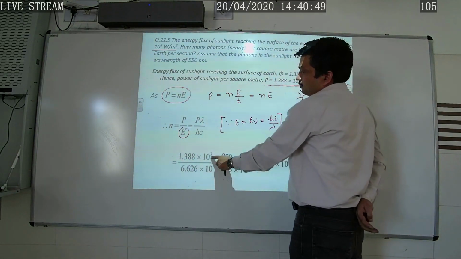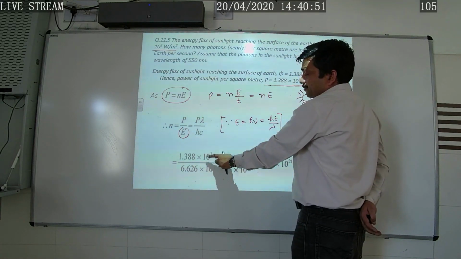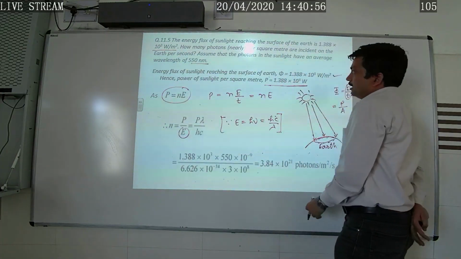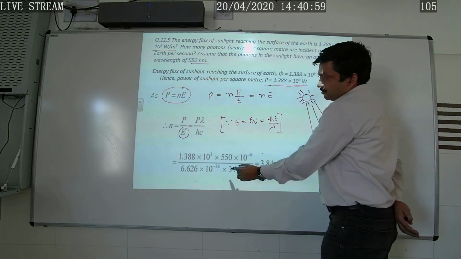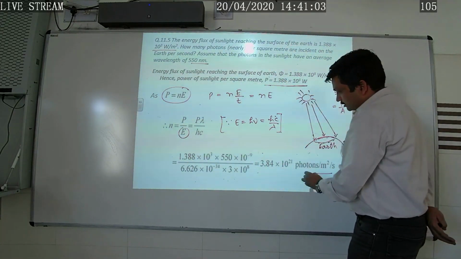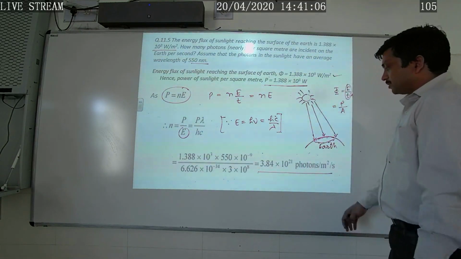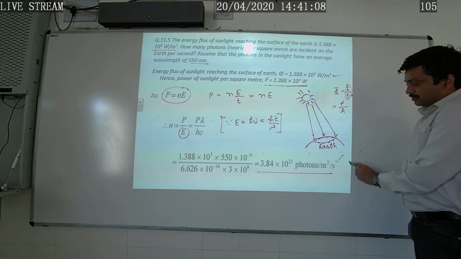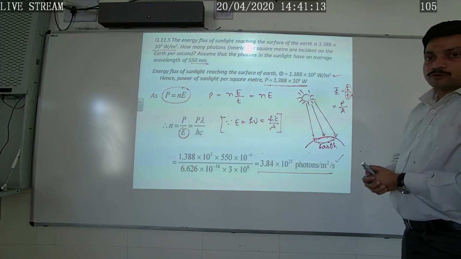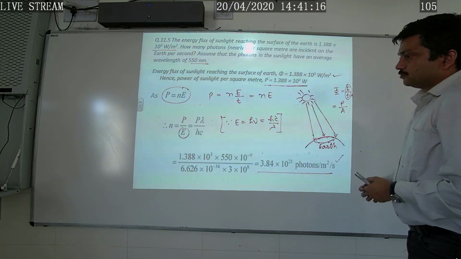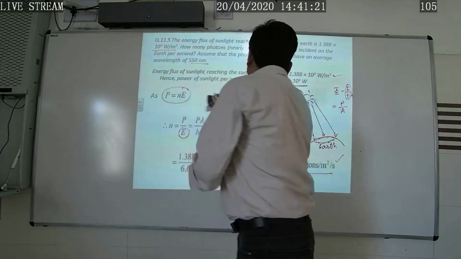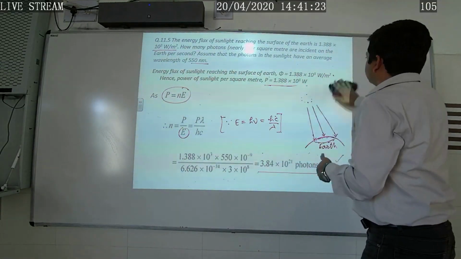What is the value of P? 1.388 × 10^3. Lambda is also given to us, 550 nanometer. Putting the values of h, Planck's constant, and c, the speed of light, we get the answer: 3.84 × 10^21 photons per meter square per second. So in this way we can solve this question. Let's move to the next part of the exercise.